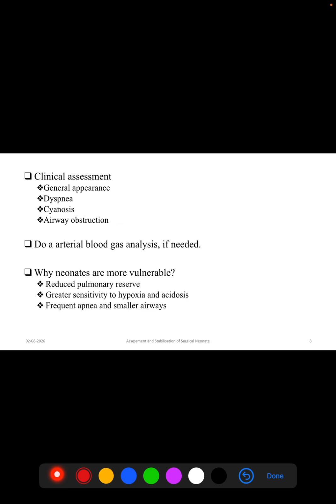Then the clinical assessment will include the general appearance of the neonate. We have to look at birth, we do Apgar, like at 1 minute, then 5 minute and 10 minute. That is regarding when the neonate is born.